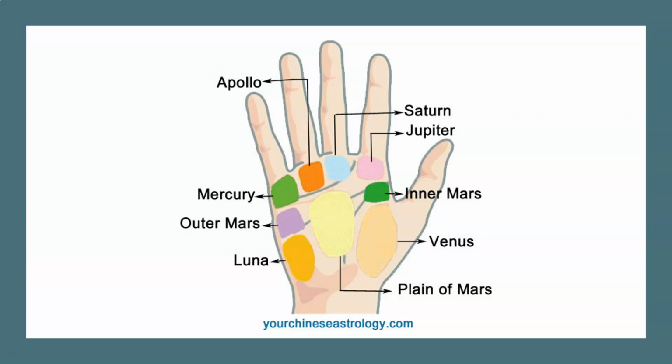Now, they also have some weaknesses. If you see somebody with Jupiter's mount raised, much more raised or fleshy than the other mounts, a possible weakness for this personality will be that they are domineering, have excessive pride, and they might have the sin of gluttony.